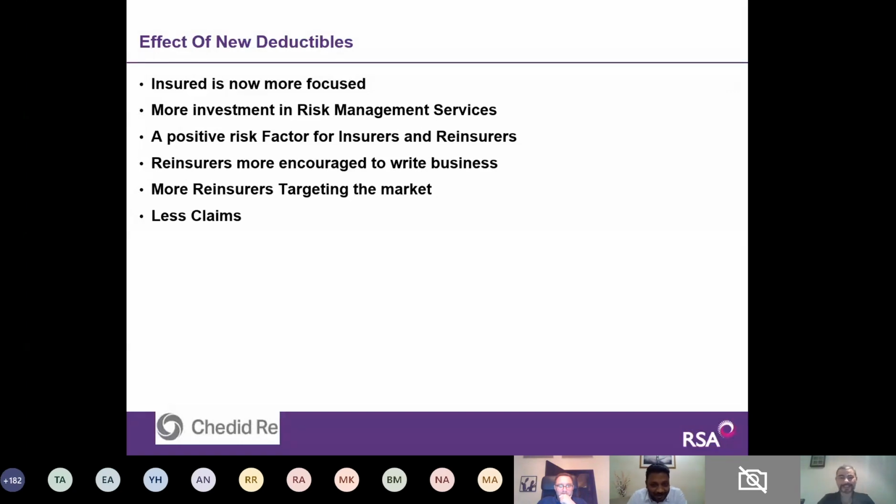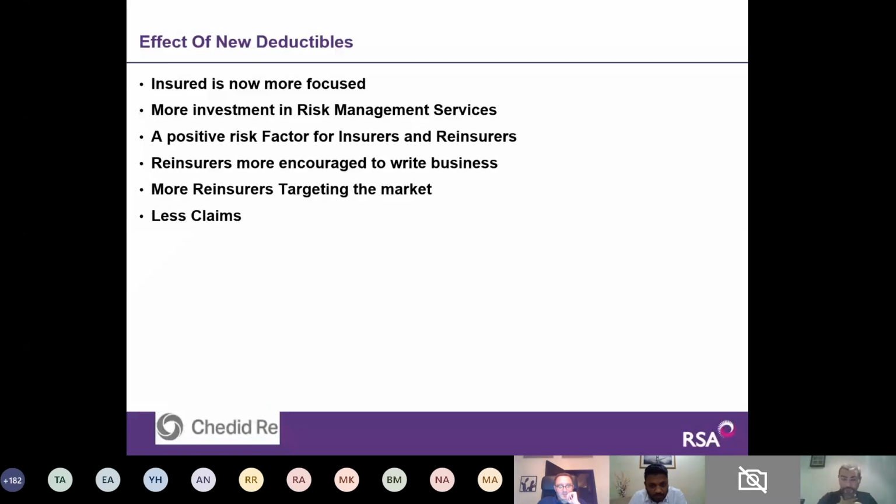This is the answer. The insured, the client, is now more focused. He wants to invest in risk management. I don't want to have losses every day. I don't want to lose my market reputation. As a client, I don't want to lose my market share. I want to invest in risk management to protect my assets.